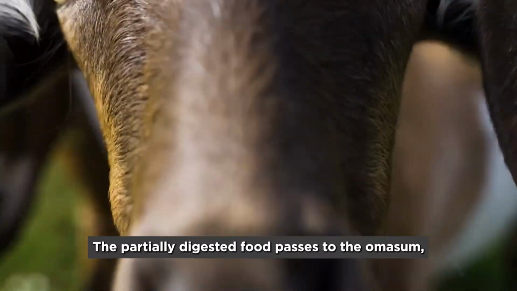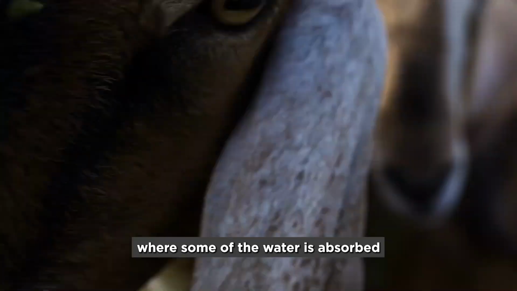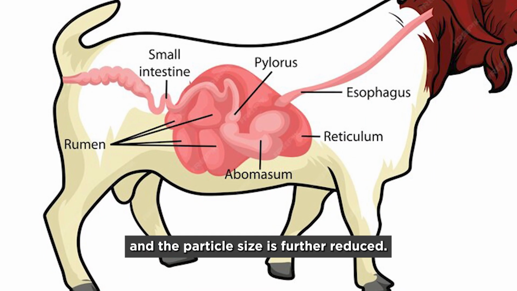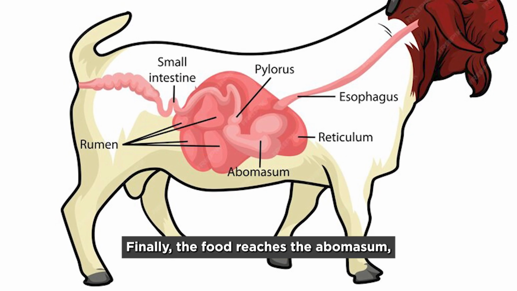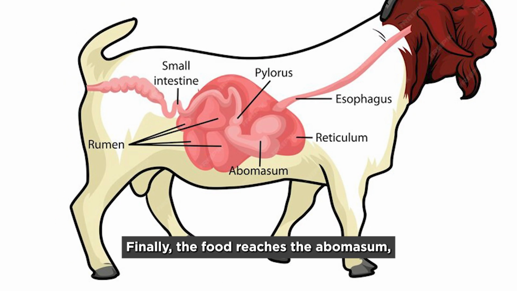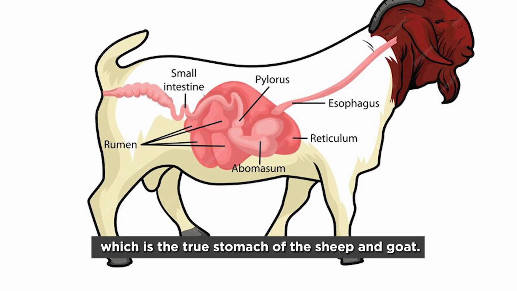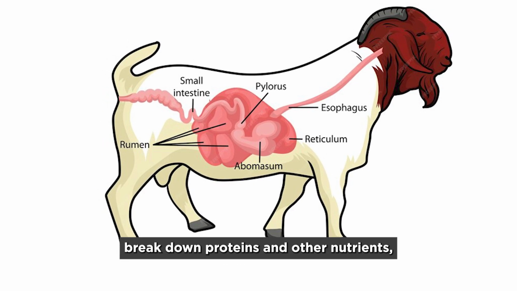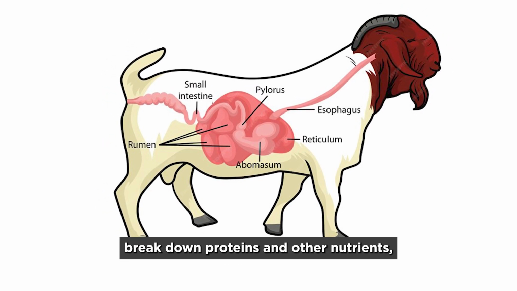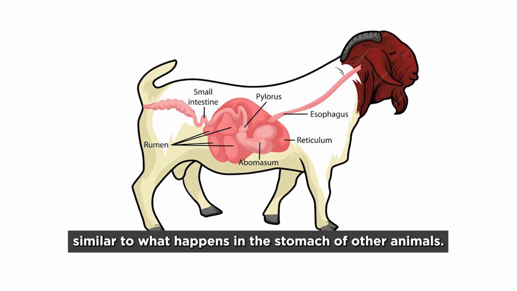Omasum. The partially digested food passes to the omasum, where some of the water is absorbed and the particle size is further reduced. Abomasum. Finally, the food reaches the abomasum, which is the true stomach of the sheep and goat. Here, acids and enzymes are secreted that break down proteins and other nutrients, similar to what happens in the stomach of other animals.